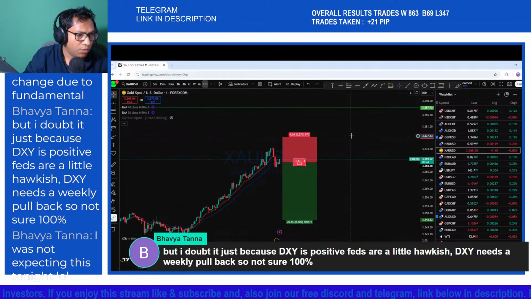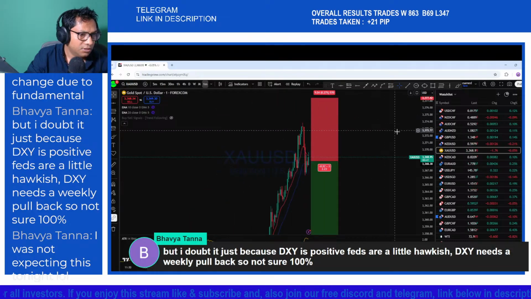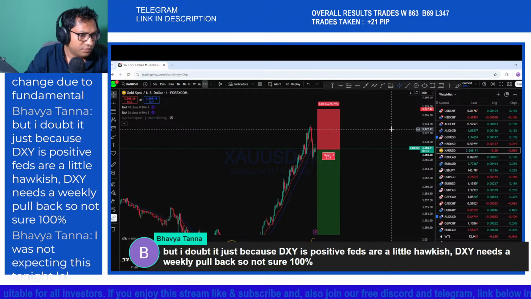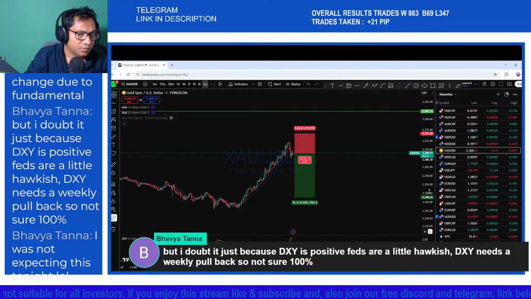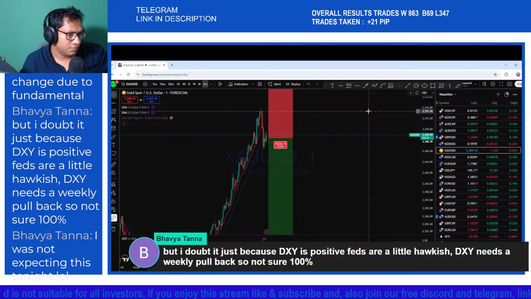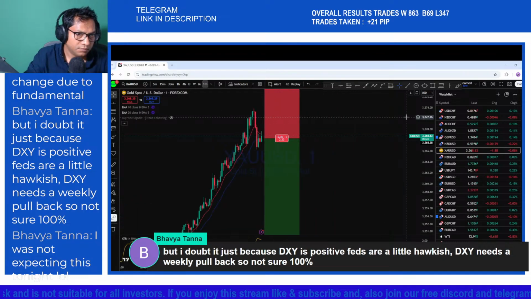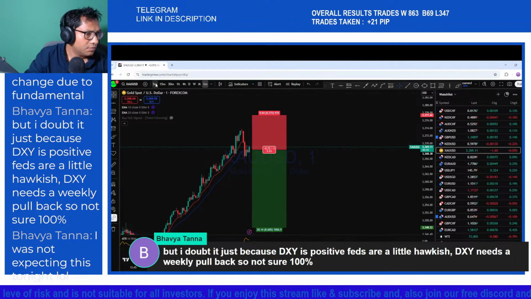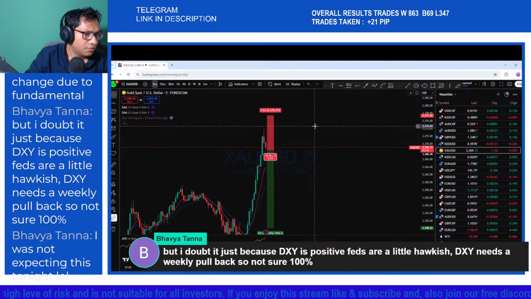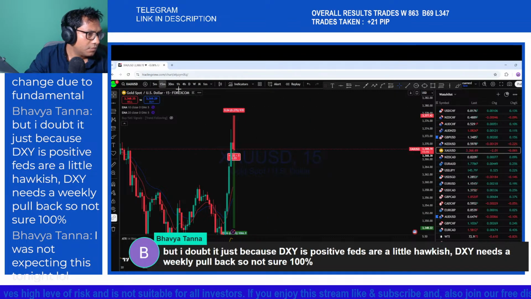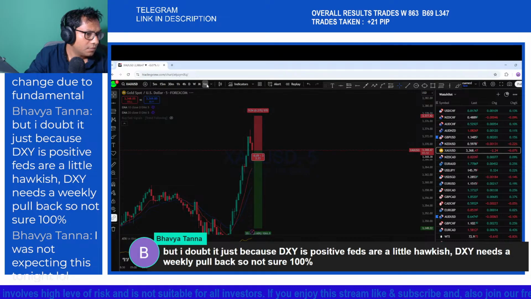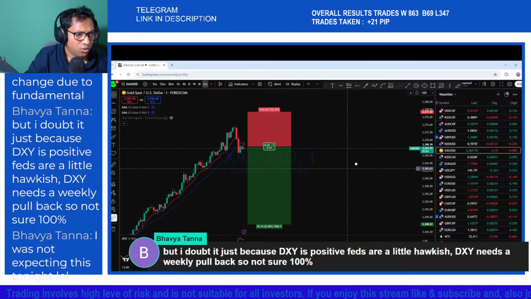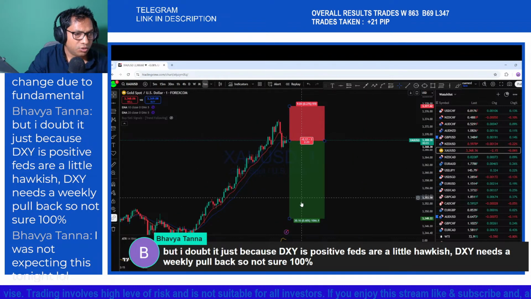Now it may form a double bottom and try to go back up again. So let's see what kind of price action it may form here. I want to see it coming below for another wave of drop, possibly to that support level.